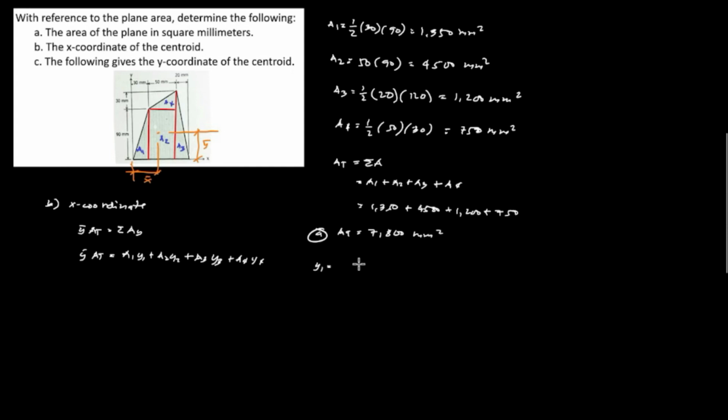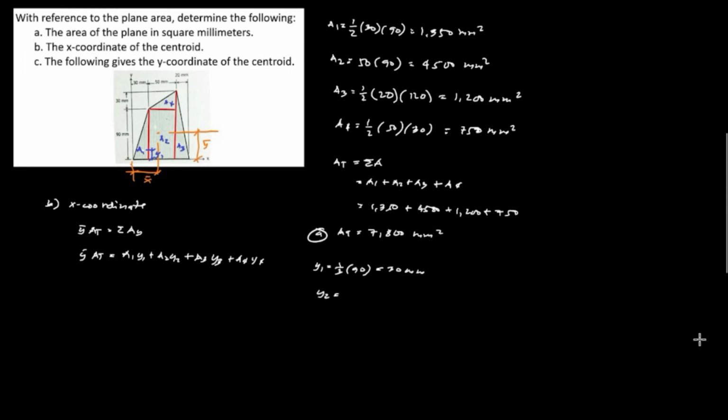So y1, which is the triangle, and the centroid of a triangle from the base is 1/3 of the height. So this is the centroid, and the distance is y1, which is 1/3 of the height of the triangle, and it is along the x-axis. So 1/3 of the height, which is 90 millimeter. So 90 over 3 or 30 millimeter.